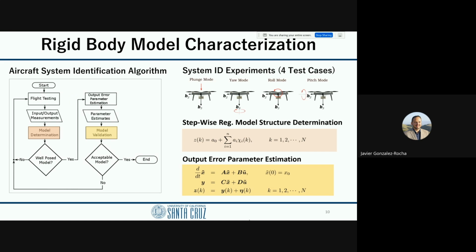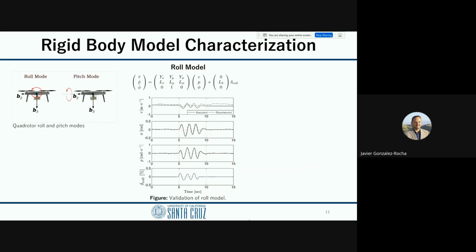And just to illustrate the whole process on the left, we do the flight testing, we do the input-output measurements, we do the model determination. If we have a well-posed model, then we go on to compute parameters using output error parameter estimation. Then once we do the parameter estimation, we do the validation. And for this, we did additional experiments. Here I'm just going to show you the results for the roll mode and the pitch mode.